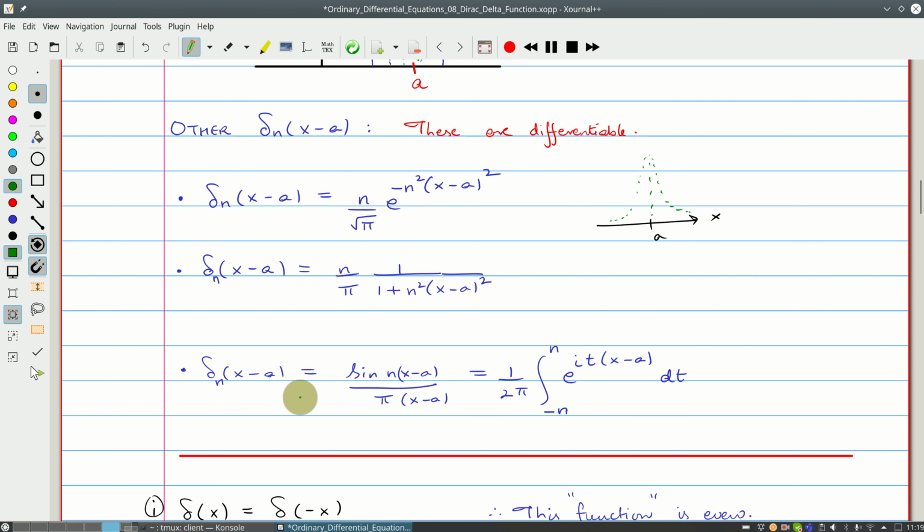And finally, this one, which is quite important because it relates to Fourier expansions. Here we write a Dirac delta in terms of sine of n times x minus a divided by pi times x minus a. Now you can see that as x tends to a, this looks like it's not well behaved, but it is, because you use L'Hopital's rule for your limits, and this has a well behaved limit. But as n tends to infinity, this will also get more and more peaked. For any finite n, this function looks like this. It's peaked like that one, but it has oscillations.